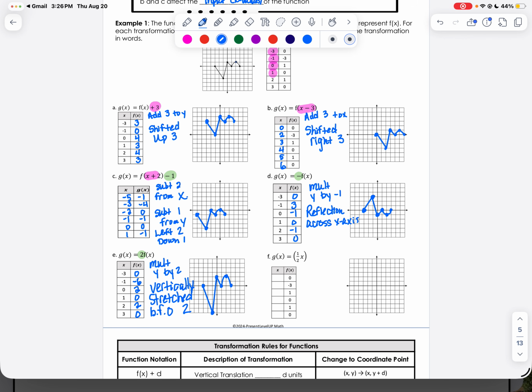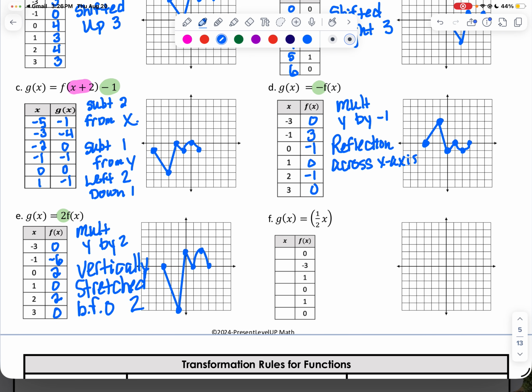Okay. Now, F is really weird. You may or may not have seen this transformation in previous grades, so this one may be new for you. But in our parenthesis here, we have a b value of 1/2. So if your number is grouped with x, it's going to affect your x values. And what we're going to do here is we're going to multiply all of the x's by the reciprocal. So I'm going to multiply the x's by the reciprocal of 1/2, which is 2.